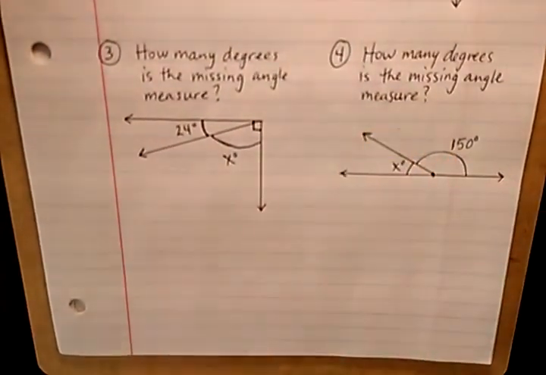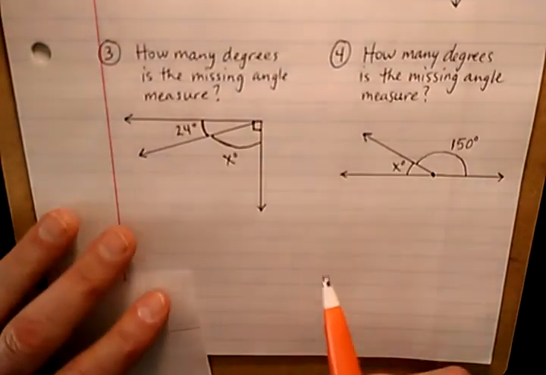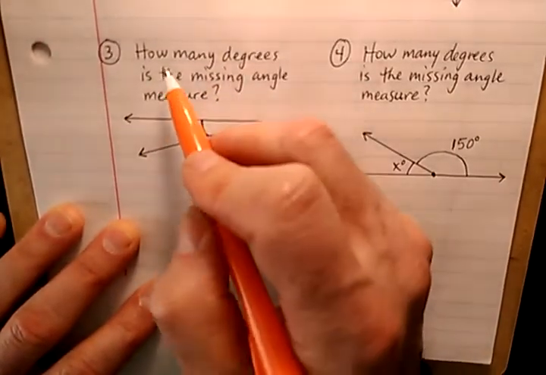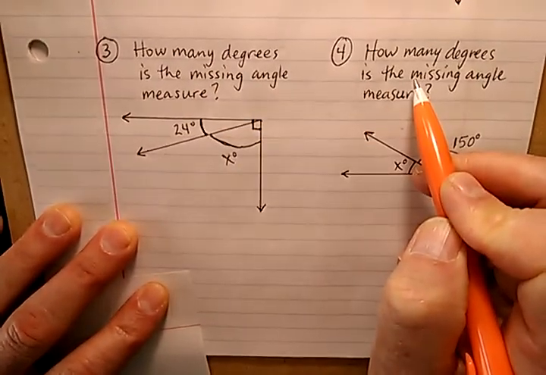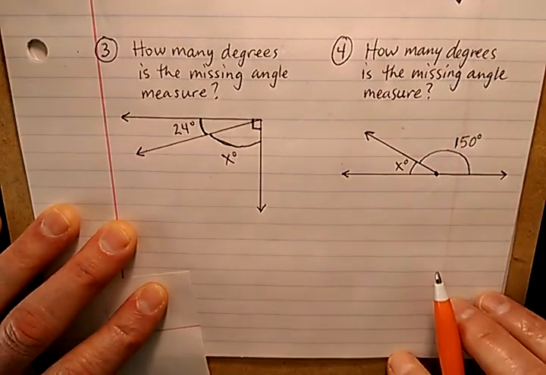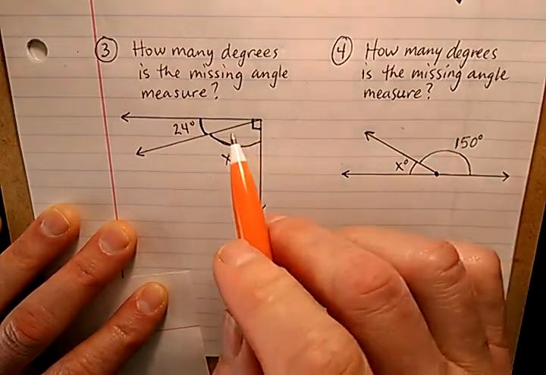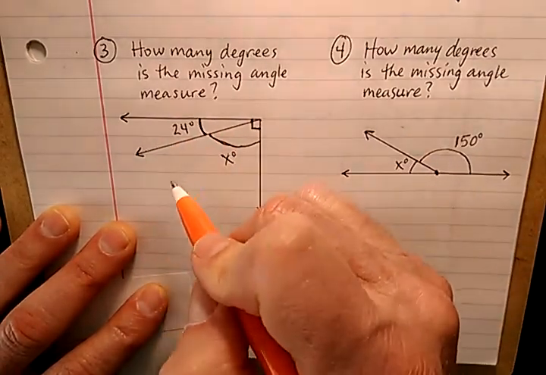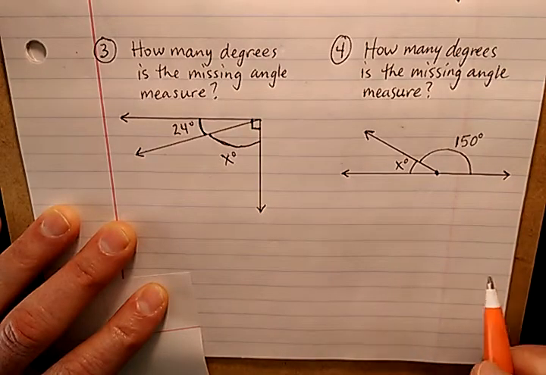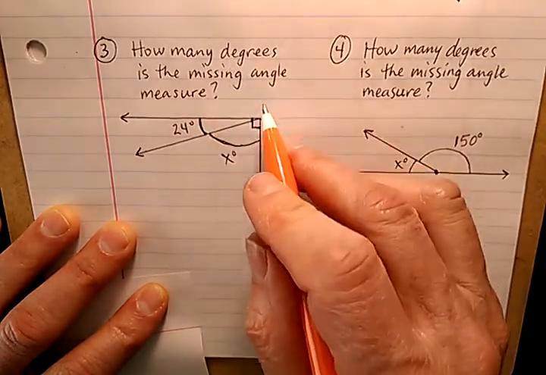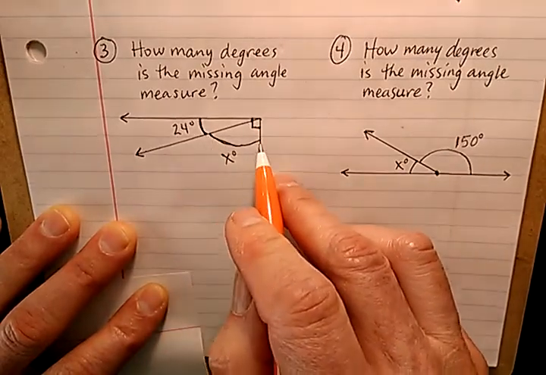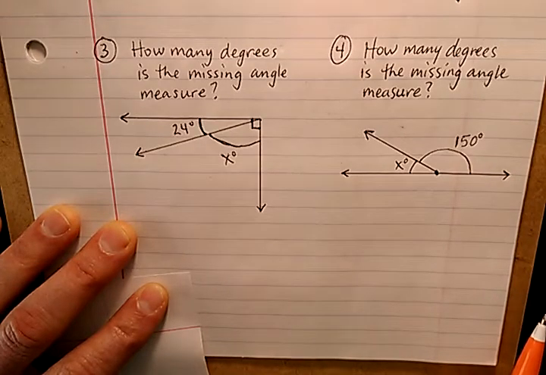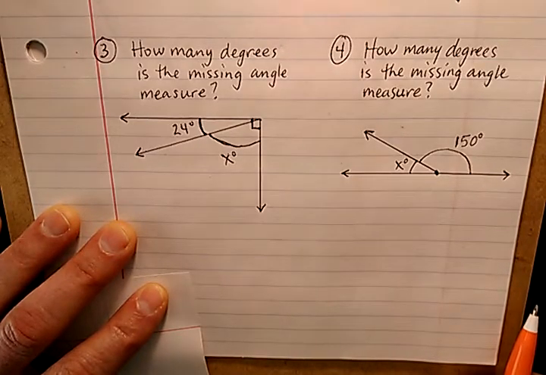For number 3 and 4, you do not have to draw the diagrams. You can just write the question in your notes. So go ahead and write those 2 questions and stop the video. Look at the diagrams and see if you can answer those questions. You can show the work on your paper and find out what the degrees are for the missing angle measure. So we're missing an angle measure here, and we're missing an angle measure here. Go ahead and try to find those answers, and then after you answer the questions, start the video again.